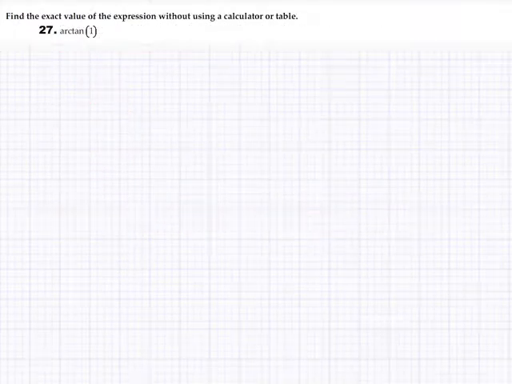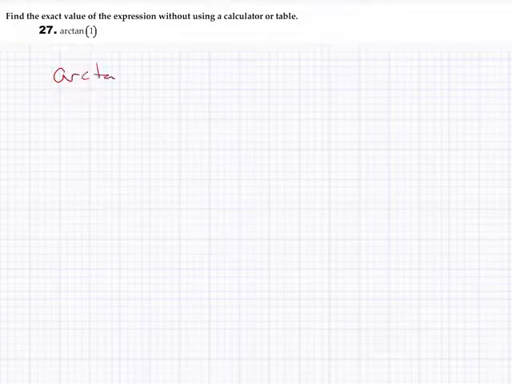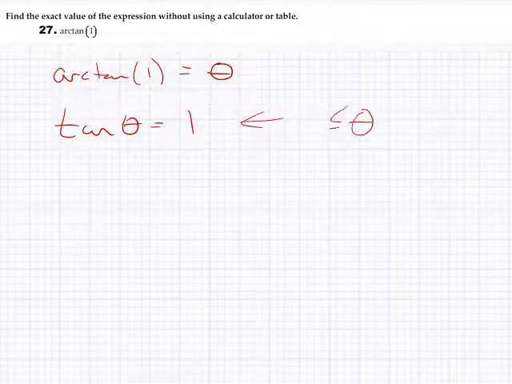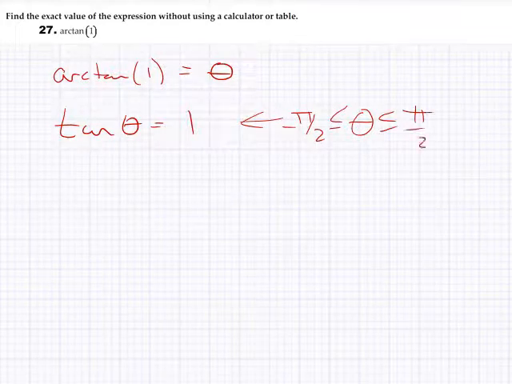So arctan of 1. When we want to find the arctan of 1, we want to figure out what angle that would be equal to. Well, it's the same thing as saying the tan of some angle gives us 1. Now remember, our requirement here is that our angle has to be between minus pi halves and positive pi halves.